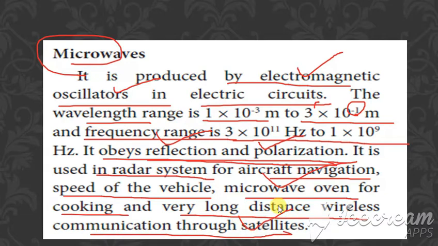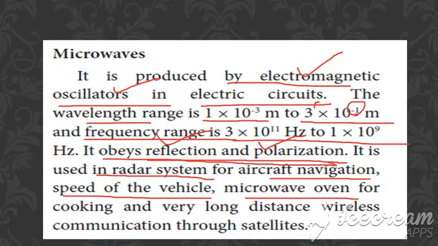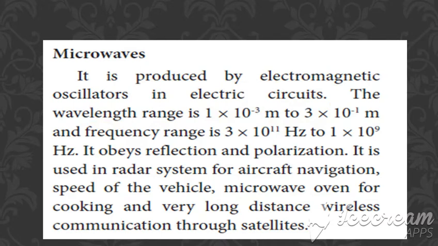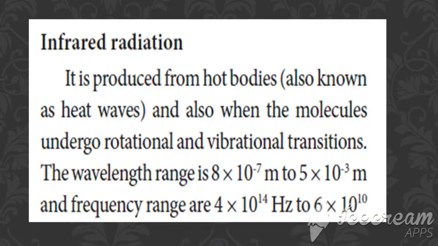through satellites. So satellites, we have to take what? Very long distance communication, is it not? And that distance communication is being done with the help of microwaves. So what are microwaves? They are produced by electromagnetic oscillators in the electric circuit. The wavelength range is 1 into 10 power minus 3 to 3 into 10 power minus 1. Frequency is 3 into 10 power 11 to 1 into 10 power 9. It obeys reflection and polarization. It is used in the radar system mainly for aircraft navigation, speed of the vehicle, microwave oven, and for very long distance satellite communication. Next is infrared radiation, otherwise called IR rays.